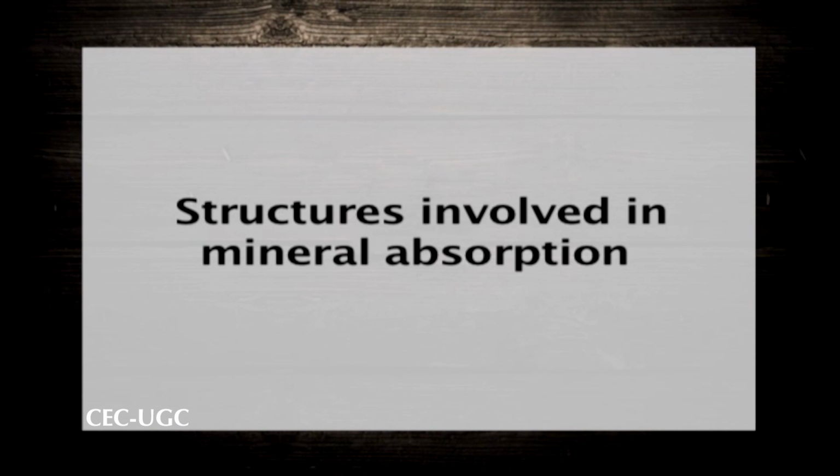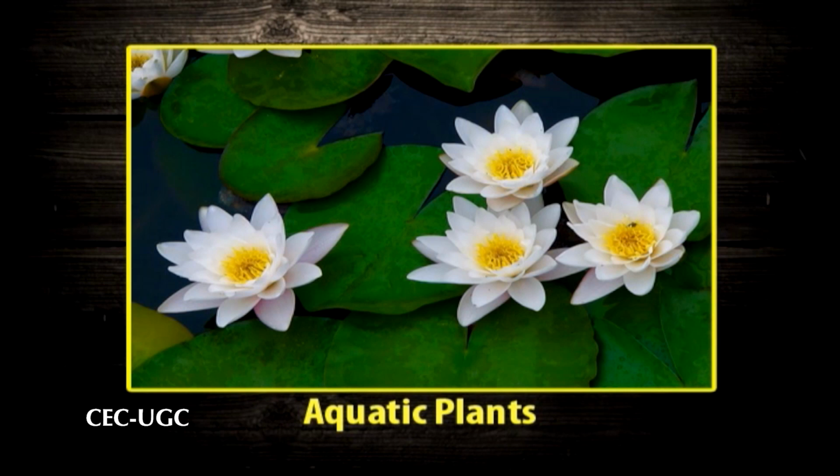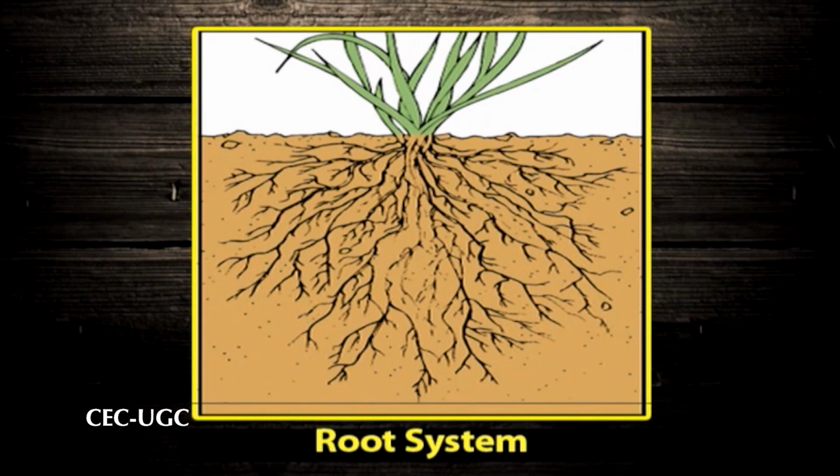Now, let us see structures involved in mineral absorption. Aquatic plants do not need any special structures for the absorption of minerals, for the entire body acts as an absorptive surface. But terrestrial plants possess extensive root system with innumerable growing apices. Short-term radioactive isotope labeling experiments indicate that the meristematic regions of the root absorb greater amount of ions than any other region. This is perhaps necessitated by their active metabolic state.